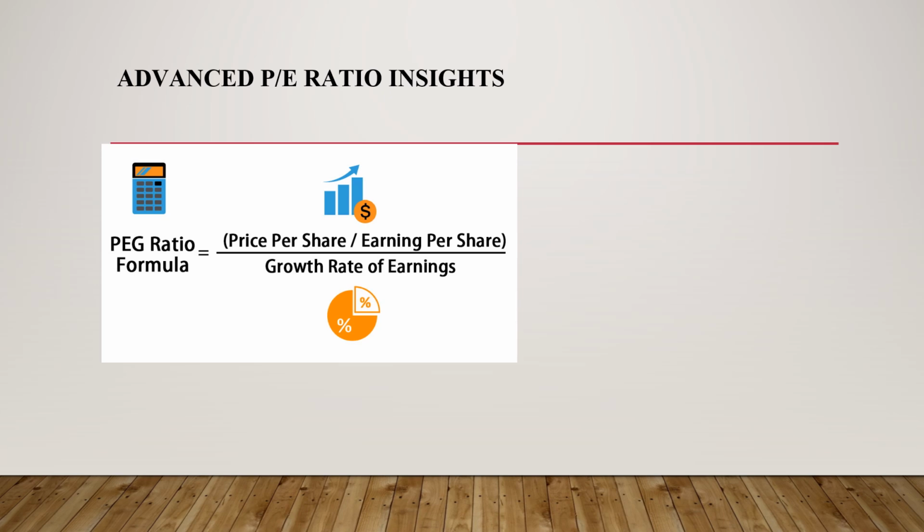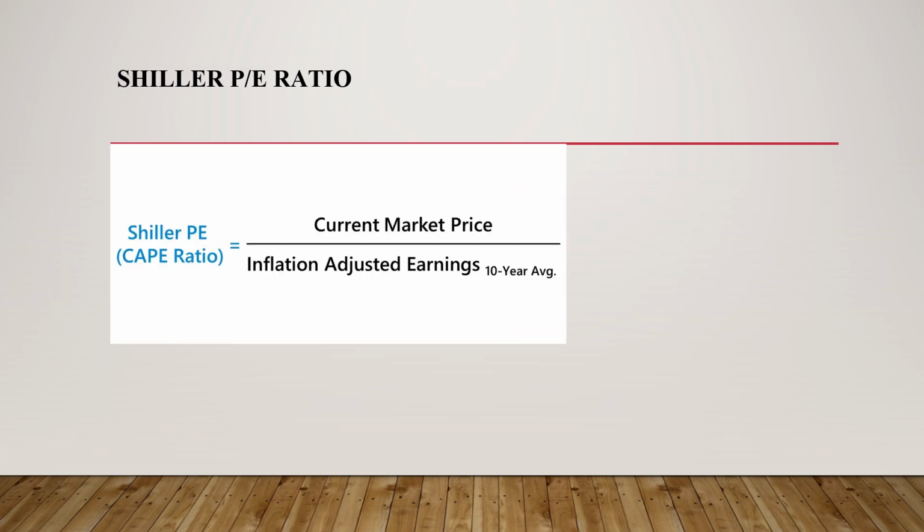The PEG ratio, or price/earnings to growth ratio, considers a company's growth rate. It's calculated by dividing the P/E ratio by the earnings growth rate. A PEG ratio below 1 is often considered good, indicating undervaluation relative to growth.